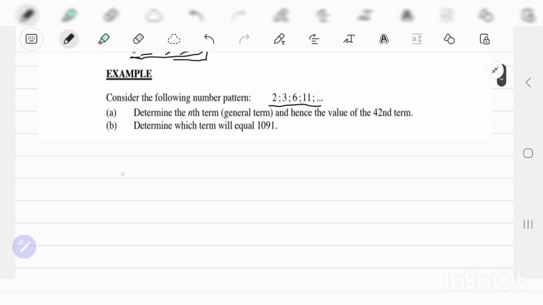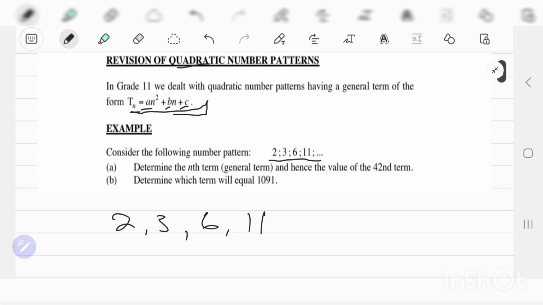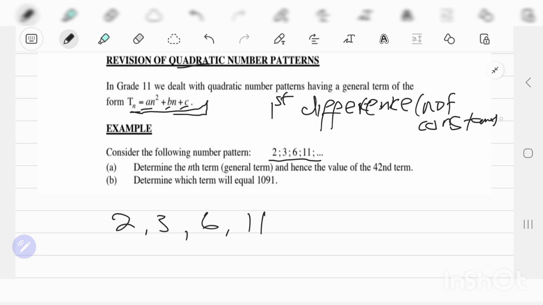In this case, we are given a number pattern: 2, 3, 6, and 11. Now, what is the most important thing about the behavior of this number pattern? You will have a first difference that is not constant, and then you will have a second constant difference.